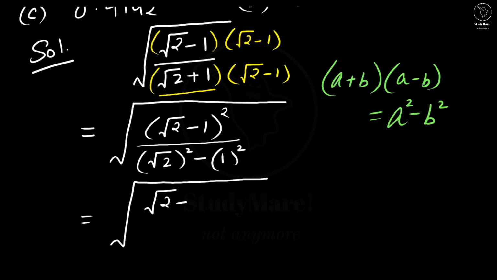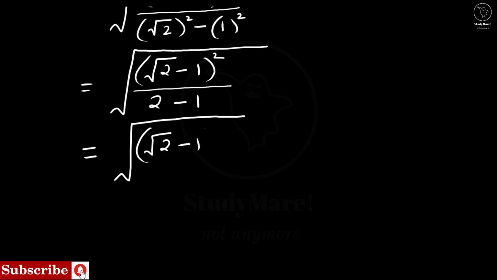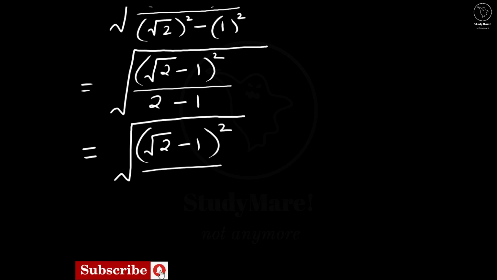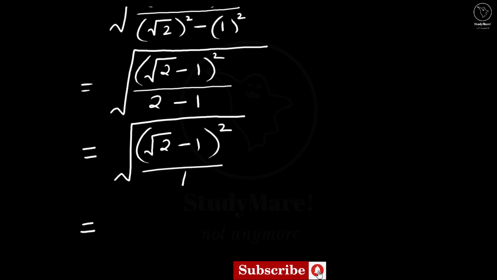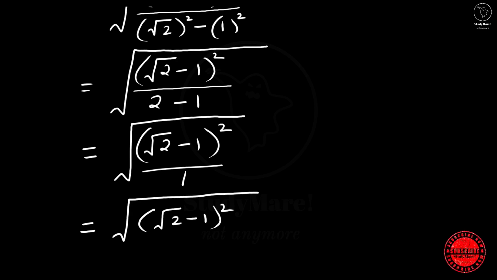root 2 minus 1 whole square upon 2 minus 1, which is equal to the root of root 2 minus 1 whole square upon 1, which can be simply discarded. Nothing is written means already in the denominator it is 1. So we get the root of root 2 minus 1 whole square.